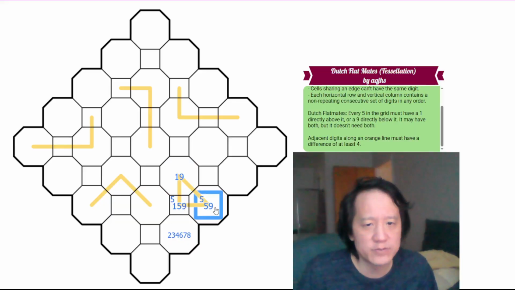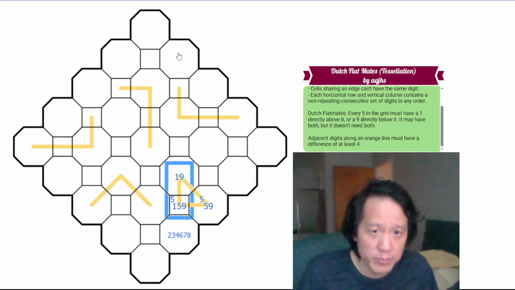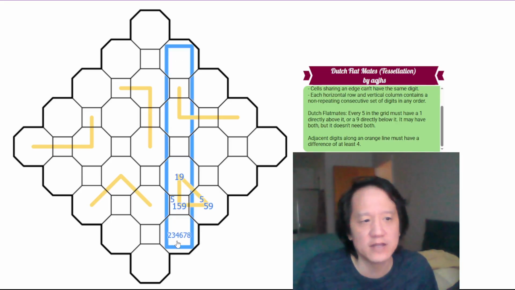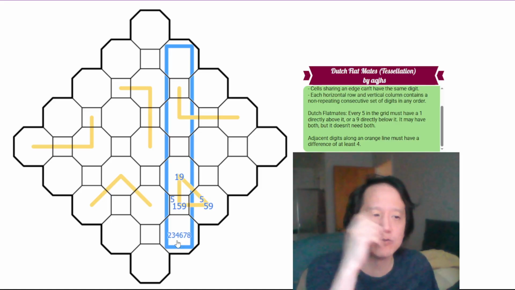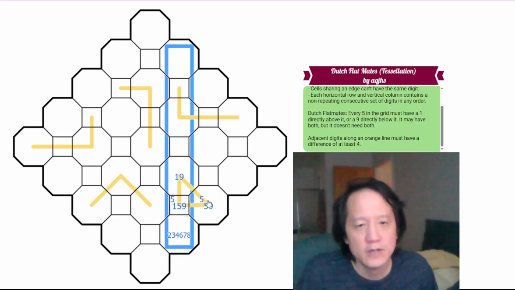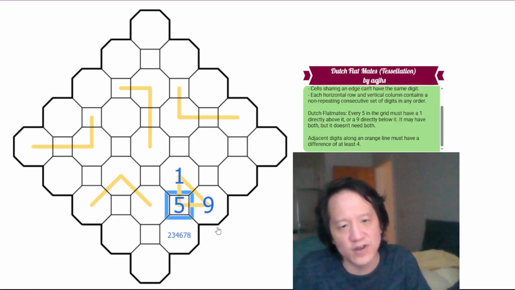Oh, that's not possible. So say this was 5, then that would force this to be 9 and 1, but that can't be a 7-length rim band, right? 1 has to be with up to 7, and 9 would be with down to 3. So this cannot be 5, therefore this is 9, this is 1, that's 5.